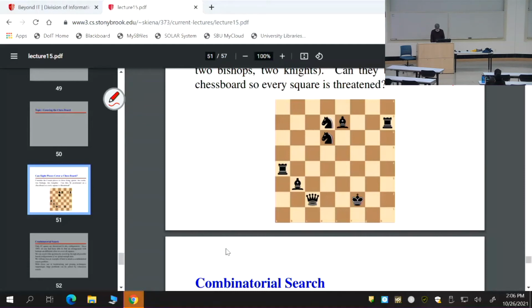Let's pick some place in the desert here. What is this one being attacked by? The bishop. My claim is on this board there is exactly one square that is not being attacked. Does anybody see which one it is? Okay. I claim that there is one square on the board that is not being threatened, one safe place to be.